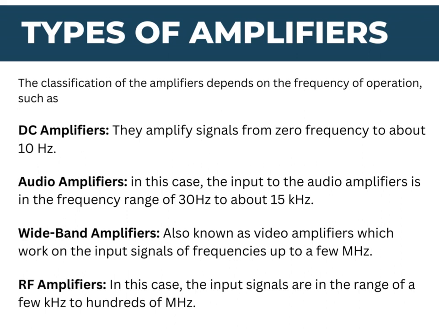Types of amplifiers. The classification of the amplifiers depends on the frequency of operation, such as DC amplifiers. They amplify signals from 0 frequency to about 10 Hz. Audio amplifiers. In this case, the input to the audio amplifiers is in the frequency range of 30 Hz to about 15 kHz. Wideband amplifiers, also known as video amplifiers, which work on input signals of frequencies up to a few megahertz. RF amplifiers. In this case, the input signals are in the range of a few kHz to hundreds of megahertz.